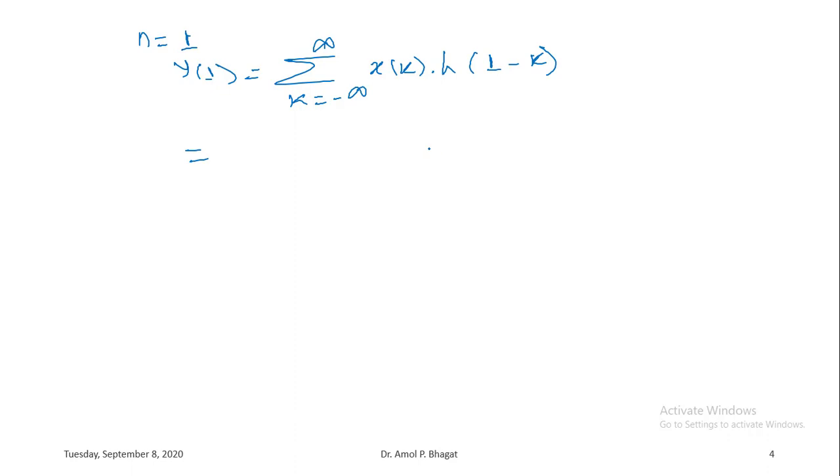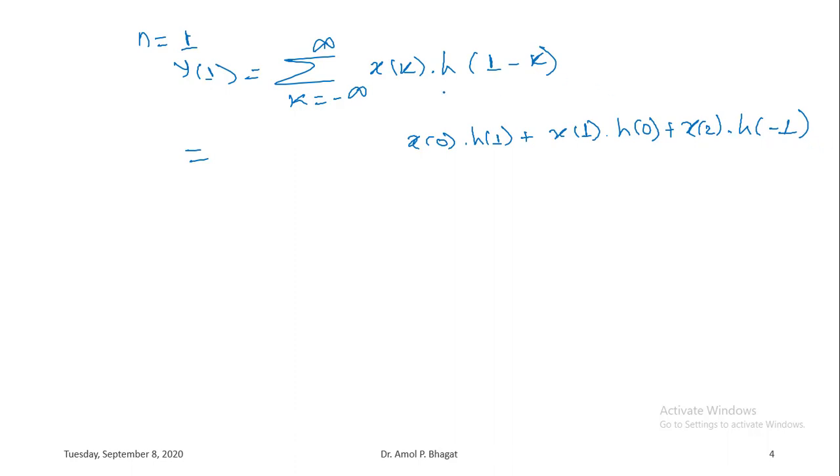So likewise, you can identify it for n equals 1. When you identify it for n equals 1, y of 1 is equal to summation k equals minus infinity to infinity x of k into h of 1 minus k. Again you substitute values of k here, so it will be x of 0 into h of 1, plus x of 1 multiplied by h of 0 plus x of 2 multiplied by h of minus 1. So 1 minus 2 will be there, so it will be h of minus 1.